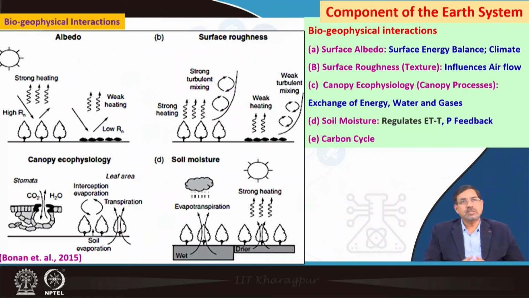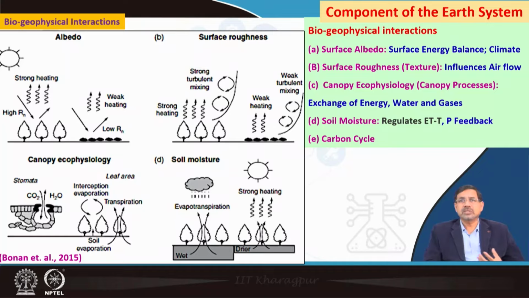Now let us move to the most interesting one, the interaction between the vegetation and its surrounding environment. As far as this is concerned, we put it under bio-geophysical interactions, and this has been shown here using 4 plus 4, 8 different components or subfigures. The first one is albedo.